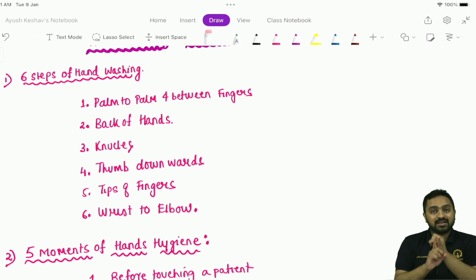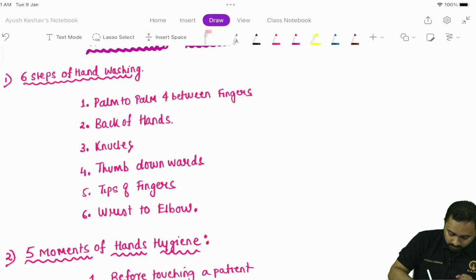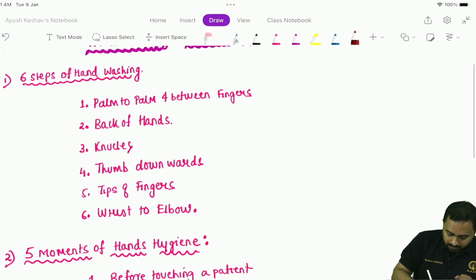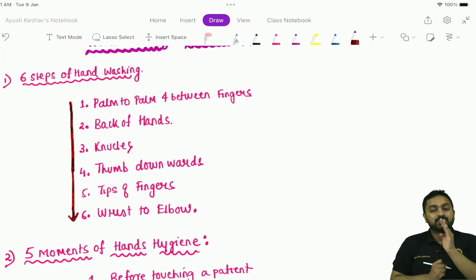The next question that can be framed from here is the order of the 6 steps. This particular order needs to be followed: palm to palm, then back of hands, knuckles, thumb downwards, tip of fingers, and the wrist to elbow.